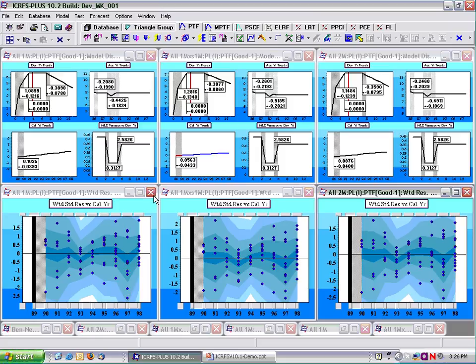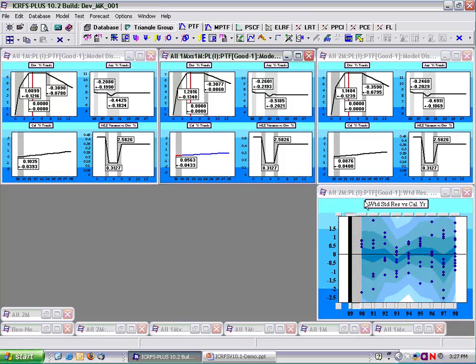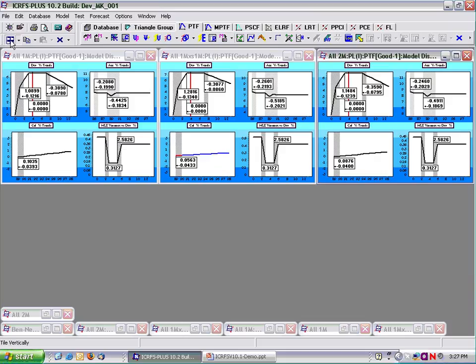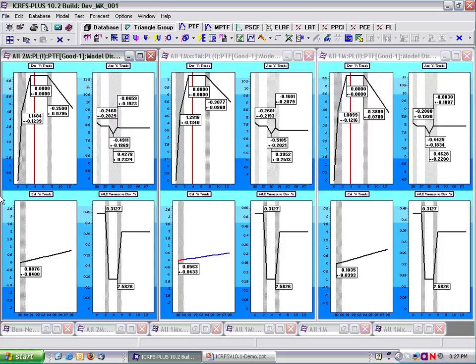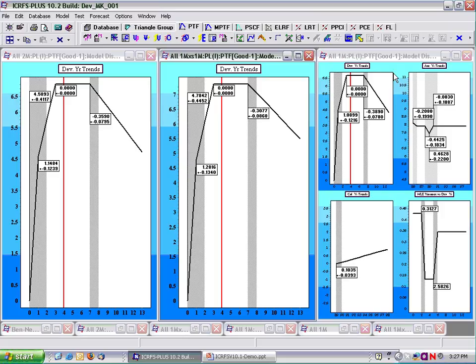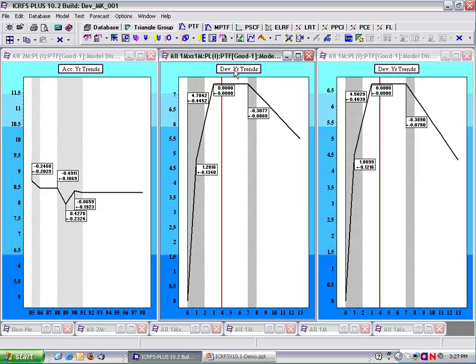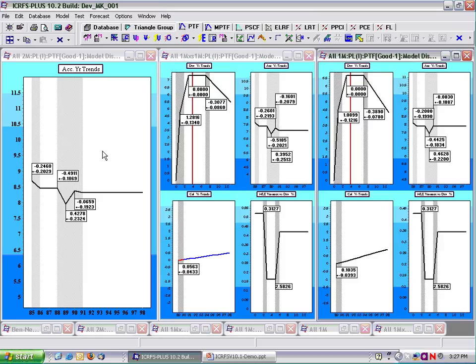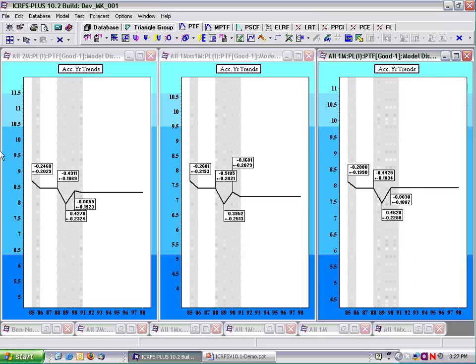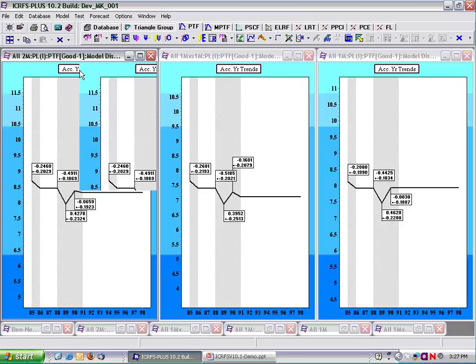So let's get rid of these residual displays and now focus on the three model displays. You can see that same structure because I've used the same model. Not only that, the parameter estimates are also very similar. If you look at the development year trends, they are very similar. If you look at the accident year changes, again, very similar. Oops, let me show you the accident years. Lost a bit of concentration there. Okay, there's a bit of a drop there. There's a bit of a drop there. There's no drop there.